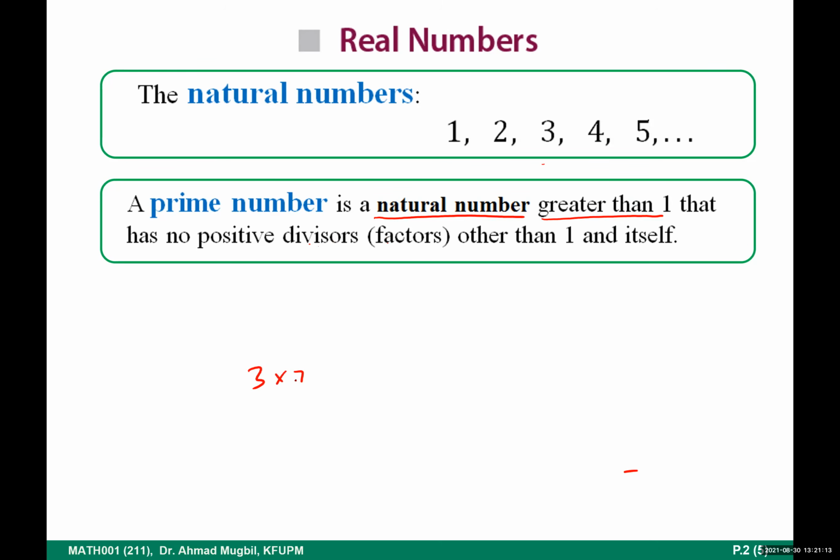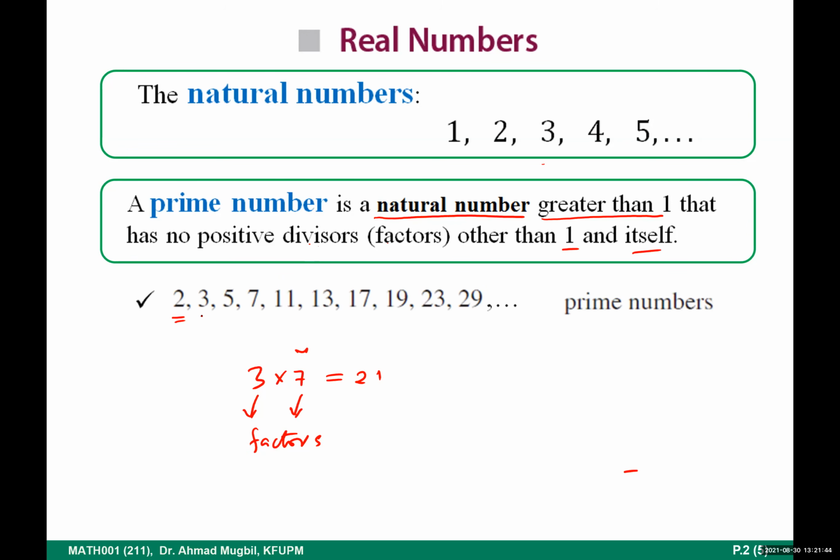3 times 7. 3 times 7 equals to what? These 2 numbers, 3 and 7, they are called factors. They are the factors of 21. The factors of 21 are 3 and 7. Okay, and the same word, divisors. Okay, now the prime number is a natural number greater than 1 that has no positive divisor or factor other than 1 and itself. Like what?